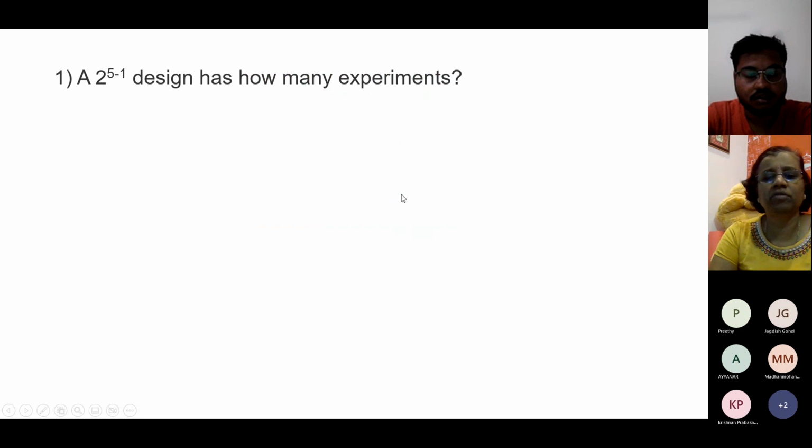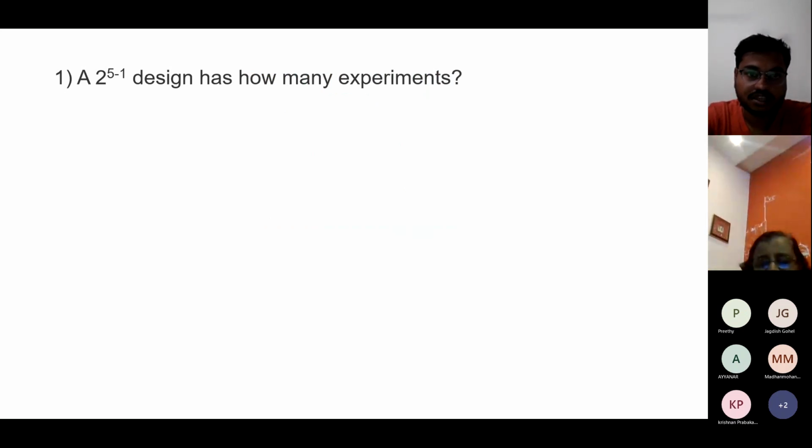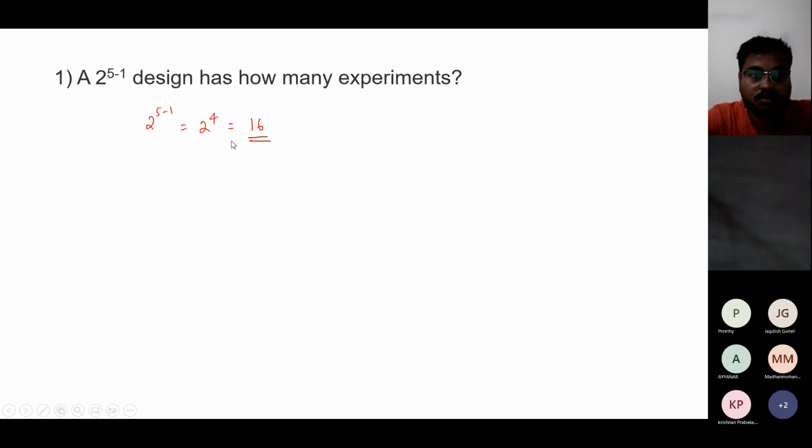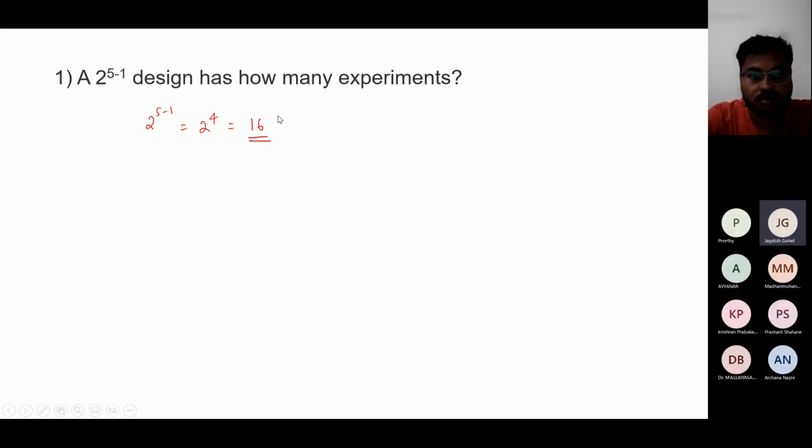So the first question is: 2 to the power 5 minus 1 design has how many experiments? For this question, all we need to do is calculate the exponent of 2. 2 to the power 5 minus 1 turns out to be 2 to the power 4, which is 16. So it will have a total of 16 experiments. Is that clear? Yes, sir.